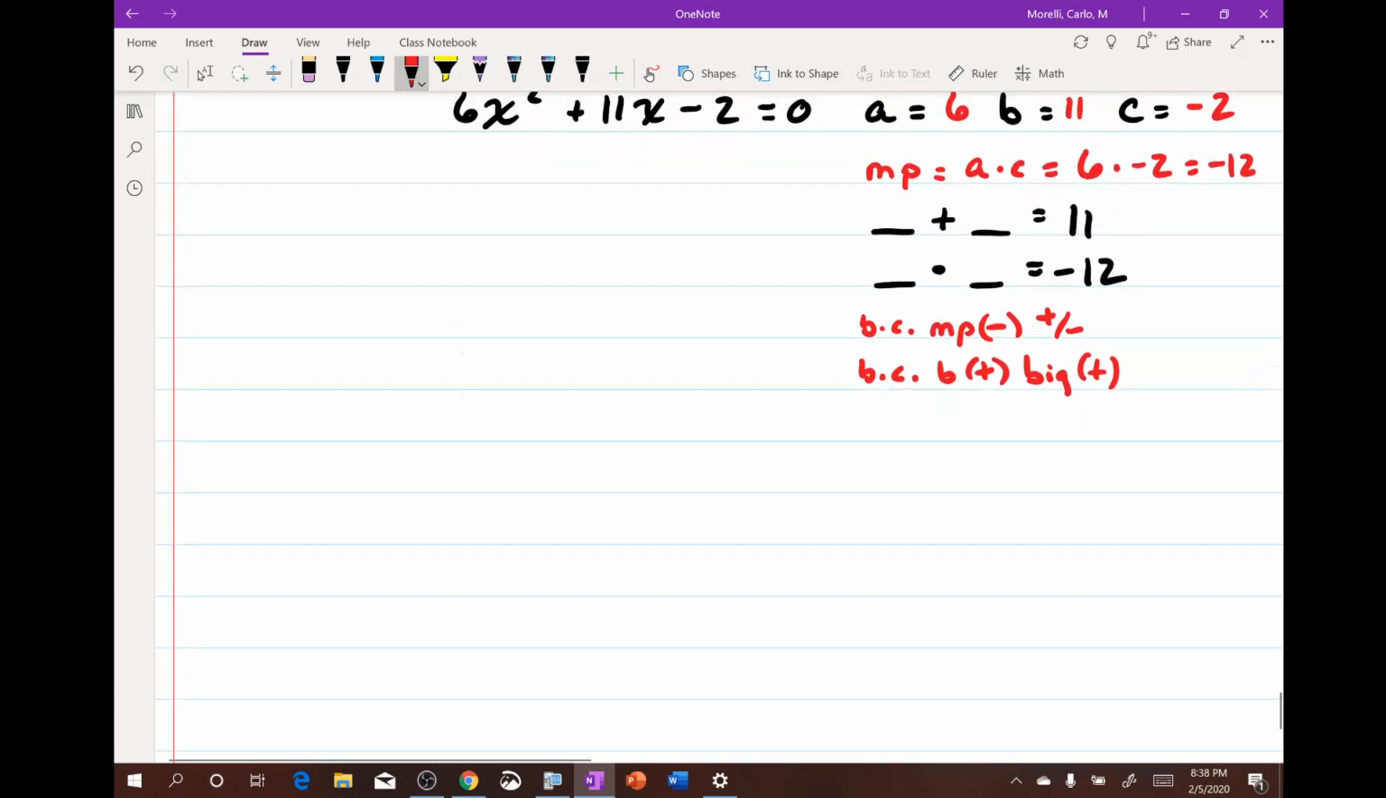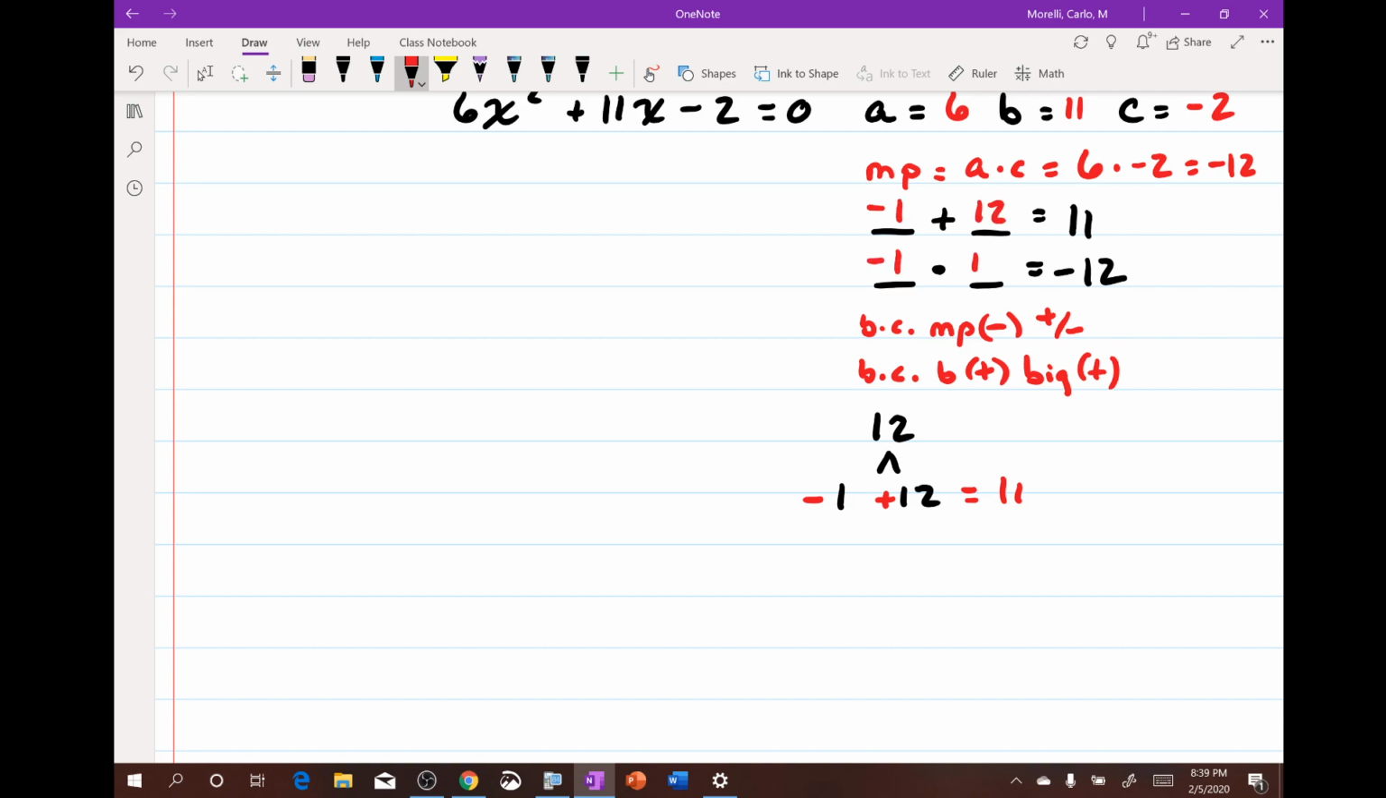So what we're going to do is, watch this. This is easy. We're going to take 12 and write 1 and 12. Remember, they're going to have different signs, but the biggest number is going to be positive. So I'm going to put a plus sign in front of the 12 and a minus sign in front of the 1. And check this out. -1 plus 12 is 11. Negative 1 times 12 is negative 12. So those are my factors, negative 1 and 12.